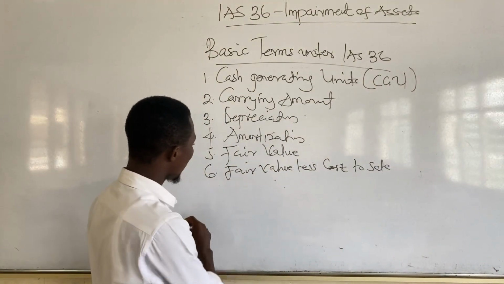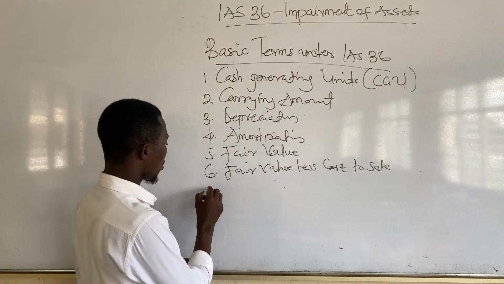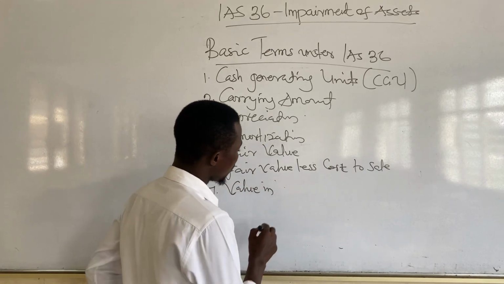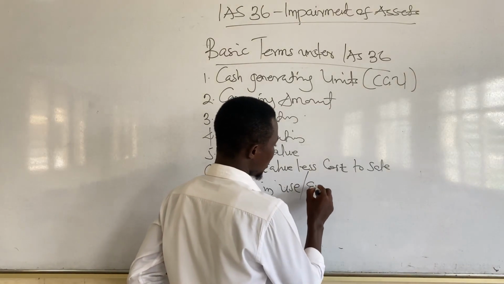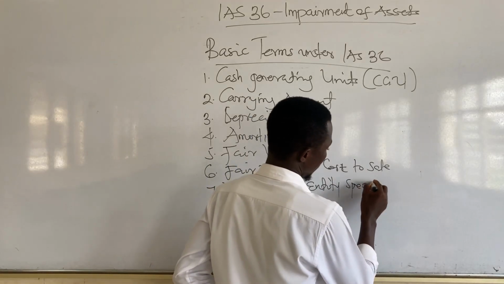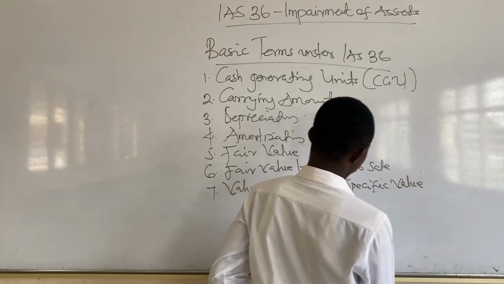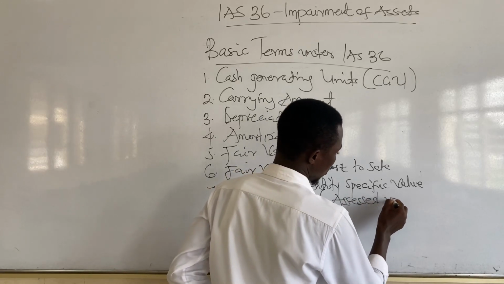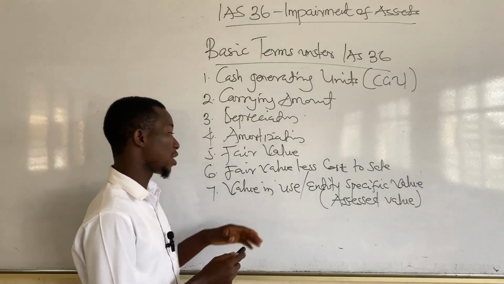Is that okay? So after looking at fair value less cost to sell, we can also look at something we call value in use. These are keywords: entity specific value, or assessed value. So any of these three words mean the same. So I'll be using value in use most.